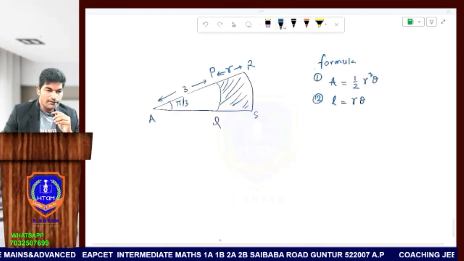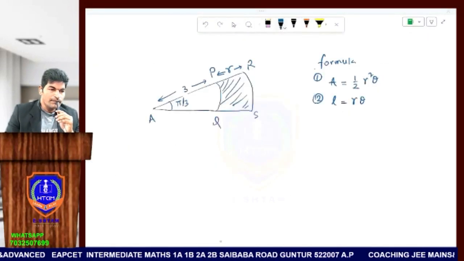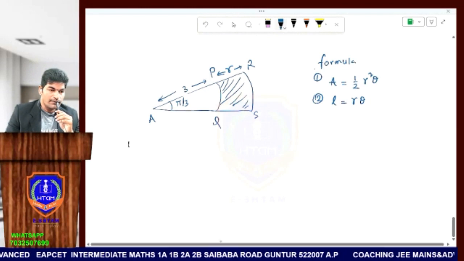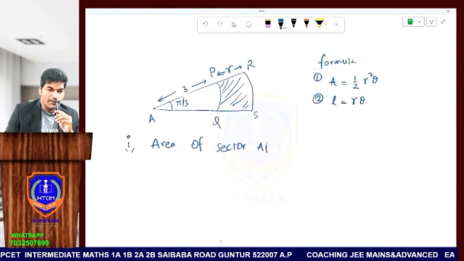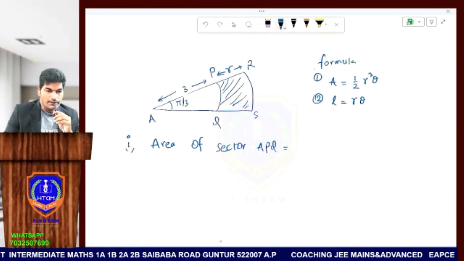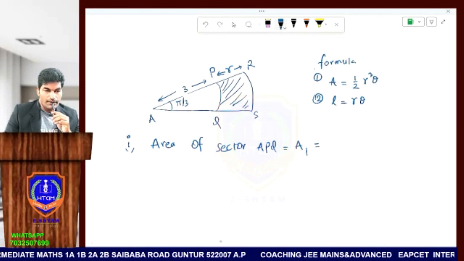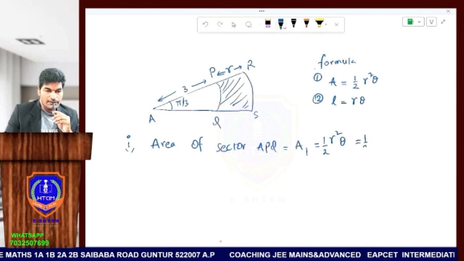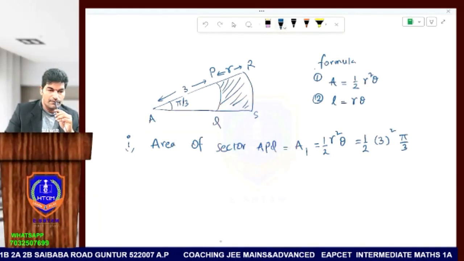Now the first question is, he asked to find the area of sector APQ. So write down the first question. Area of sector APQ equal to, let's say A1 is that area of APQ. And the formula is 1 by 2 r square theta. So 1 by 2, what is r square? 3 square, and theta was how much? Pi by 3.